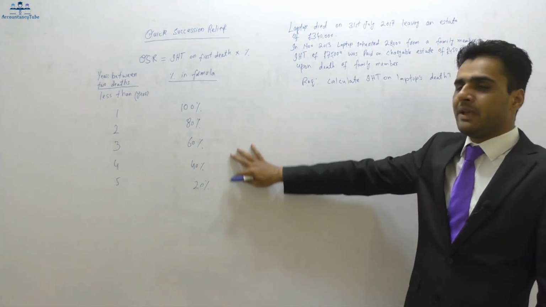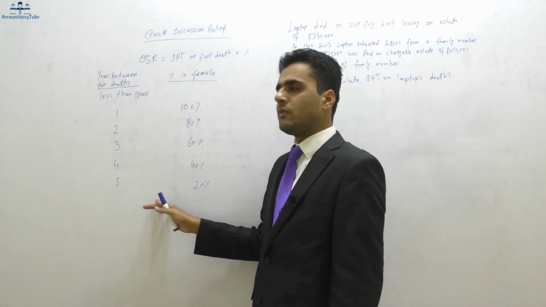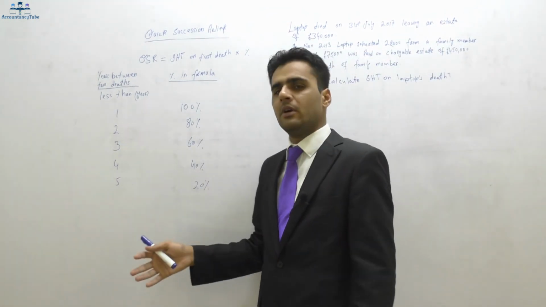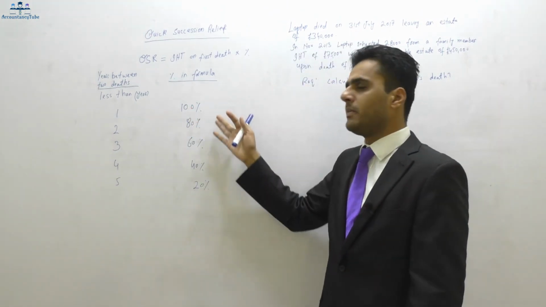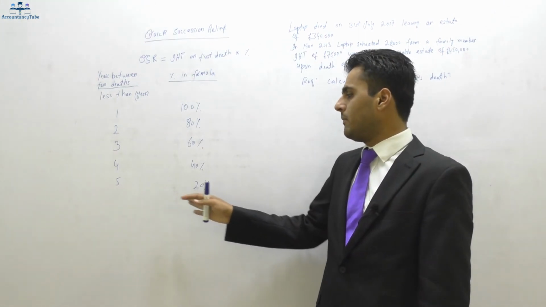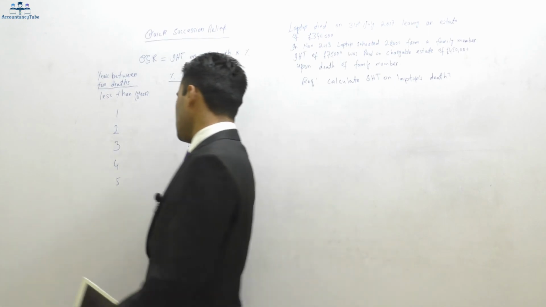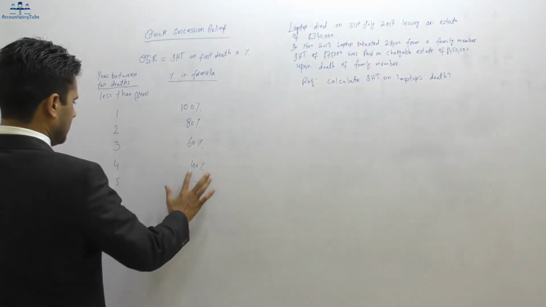Now these percentages won't be given to you, so you just have to memorize these percentages yourself. If you just memorize for the first year, less than 1 year, it is 100%. Likewise, it will keep reducing by 20% every year. And we know that the limit is 5 years. So if it is more than 5 years, quick succession relief will not be able to help us, right?